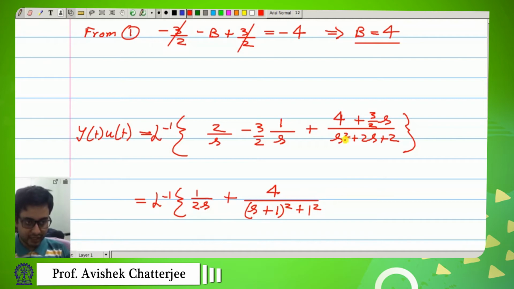You can check. I have done this by inspection. (S plus 1) whole square plus 1 square. Then this term plus 3 by 2 s divided by s square plus, so this also I will write in this way, (s plus 1) whole square plus 1.